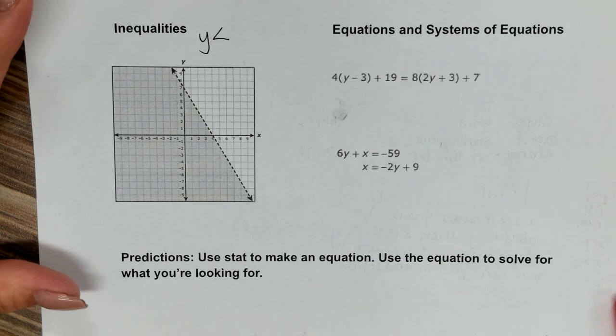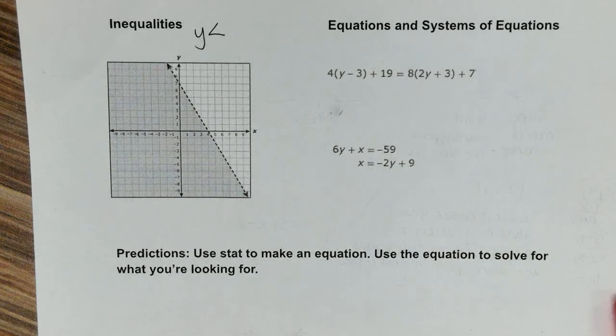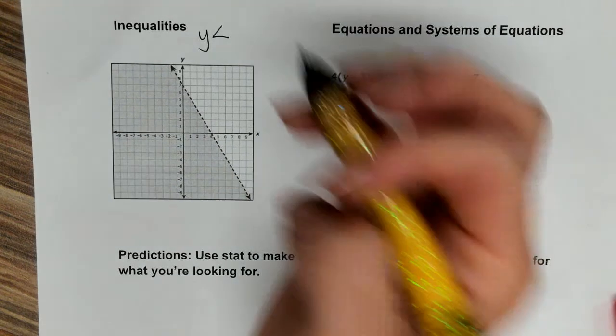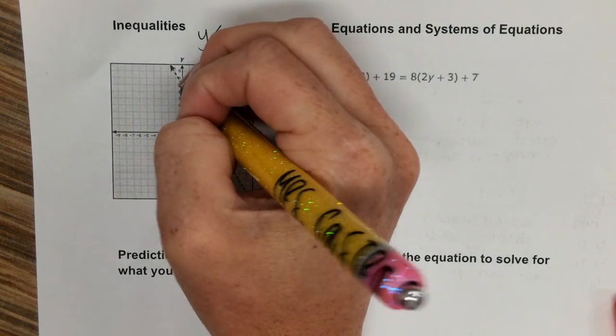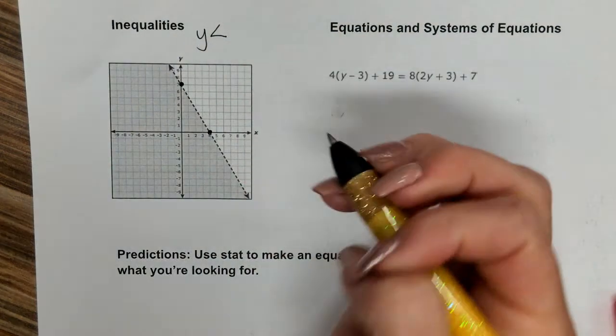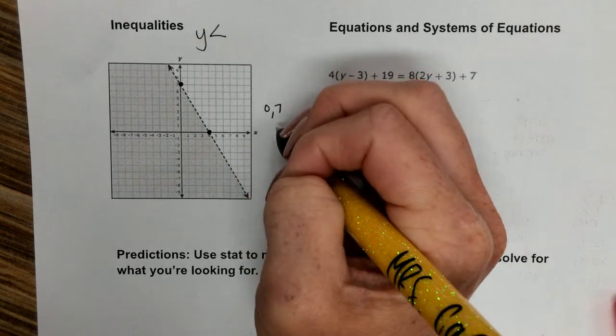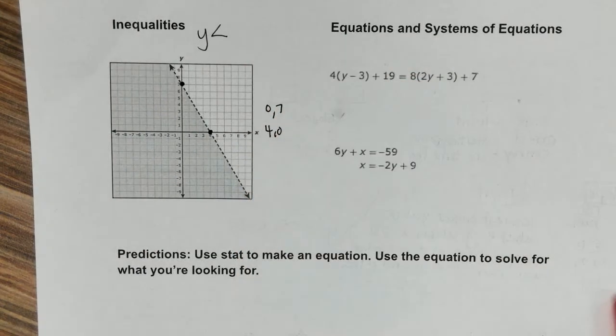I could do stat, or I could go rise over run and figure out the slope and the y-intercept. I don't care how you do it. If you want to use stat, you need 2 points, any 2 points. So I could say there's a point at (0, 7), and there's a point at (4, 0). I could go to stat, and it will tell me the slope and y-intercept.